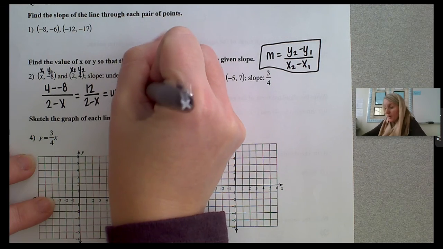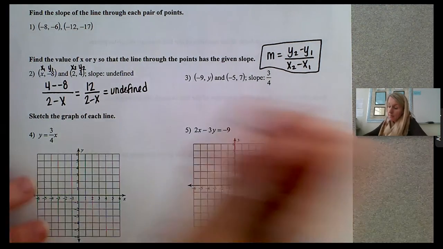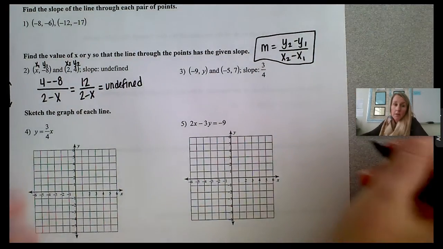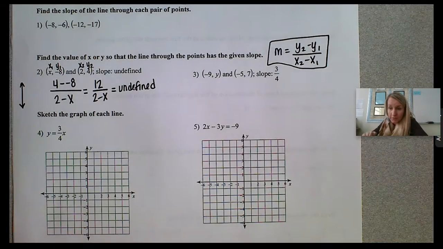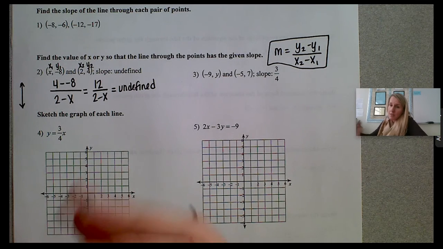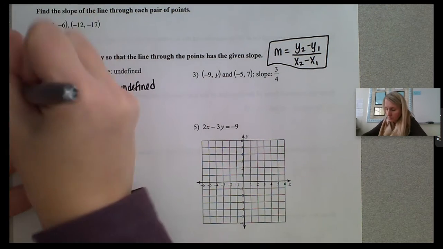Just as a reminder of what undefined means, it means you're talking about a vertical line. If you could see it, that would be even better. We've talked a little bit about vertical lines. We're going to do a lot more after this assessment, and we have a whole day or 2 on vertical and horizontal lines. But the one thing we've talked about is a vertical line is undefined, and something is undefined when the denominator is 0, because you can't divide by 0, that's why it's undefined.